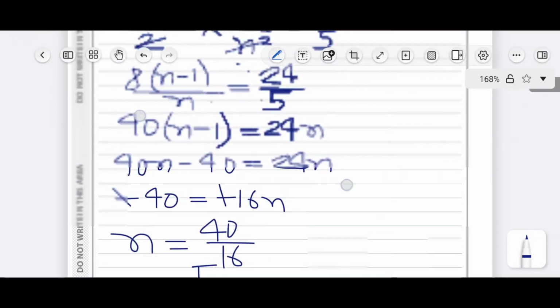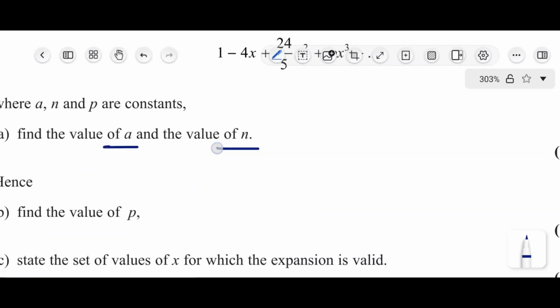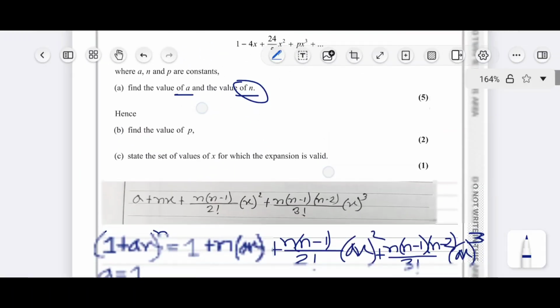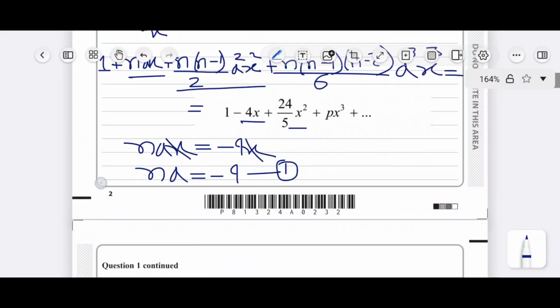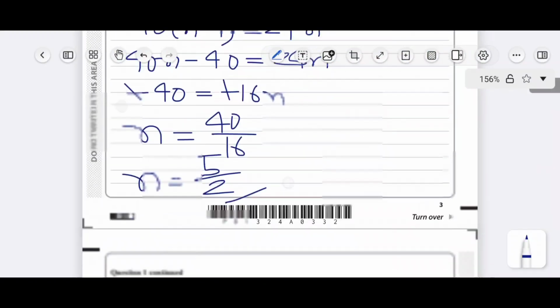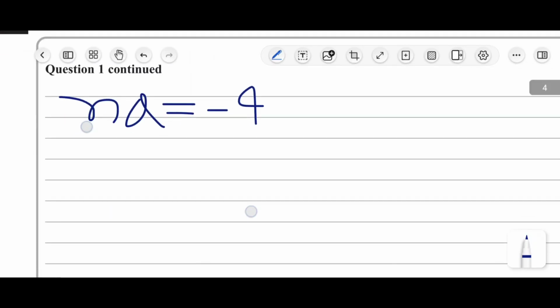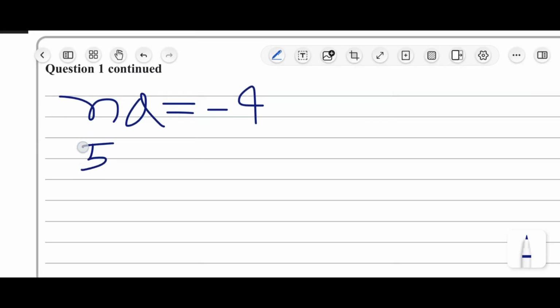Now we have to find the value of a also, because they told us to find the value of a and the value of n. So we got the value of n. Now we have to find the value of a. For a, it's easier to take this equation, which is n a equals minus 4. Then n is 5 by 2.